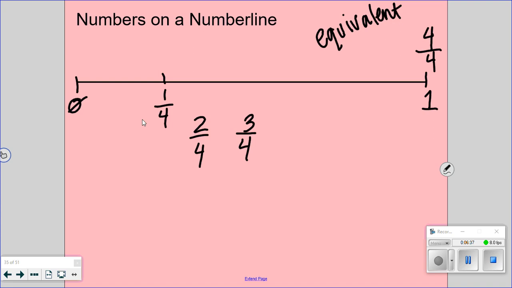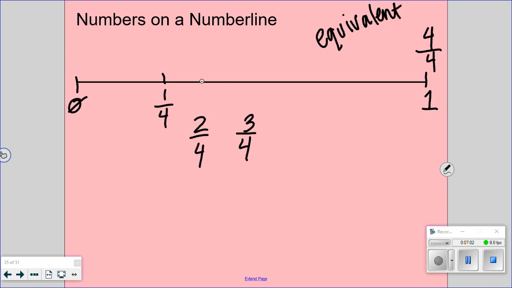Maverick, what are you thinking? I'm thinking probably the 2/4 will go next to the 1/4, because like right here? No. Oh. Maybe right here. Right here? Okay. How did you figure out it might be right here? Why not right here?